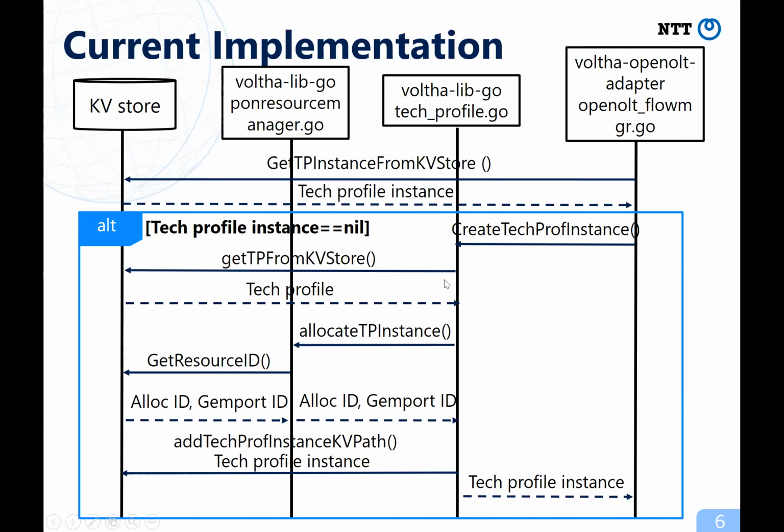Techprofile.go pulls the tech profile from the KV store, and allocate TP instance allocates the alloc ID and GEM port. Techprofile.go creates the tech profile instance by corresponding the tech profile to the resource ID. And finally, the tech profile instance is sent to the KV store and the OpenOLT side. And this is the current implementation.